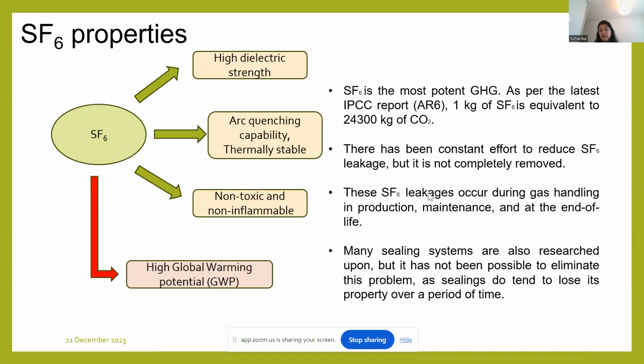The SF6 leakage tends to happen since we are doing a lot of gas handling during production and manufacturing. The sealing systems that we are using in all the high voltage equipment are there to keep the SF6 leakage under control, but it's not possible to eliminate the problem over a long period of time, as they tend to lose their property. So there has to be some alternative to SF6 to be used in high voltage equipment.